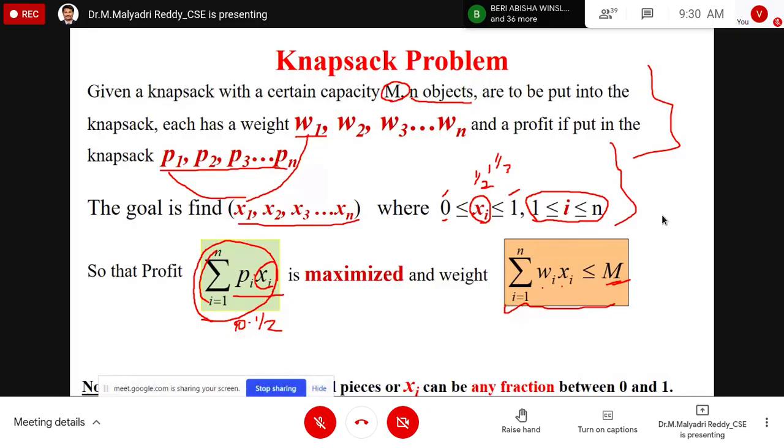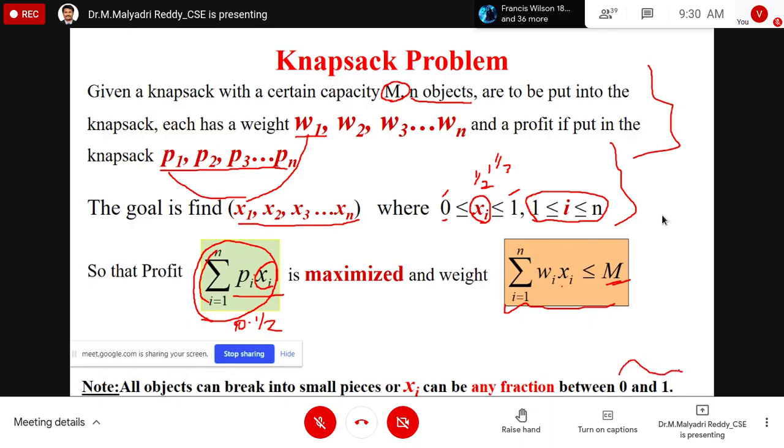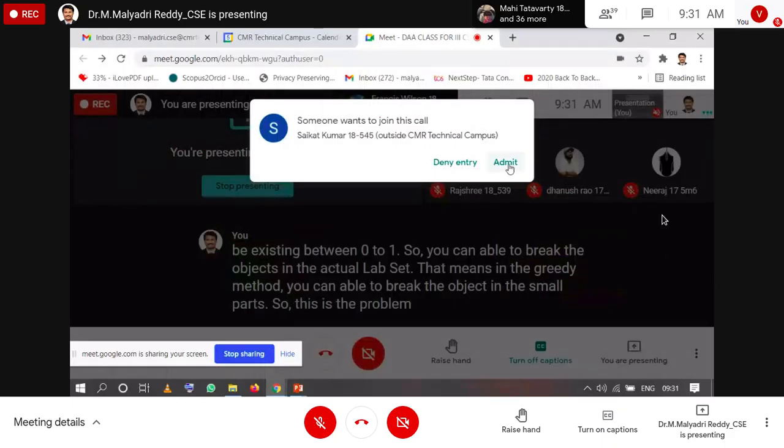W is the constraint. So here all objects can break into small pieces. Xi can be any fraction value that must exist in between 0 to 1. So you are able to break the objects in the fractional knapsack. That means in the greedy method you can break the object into small parts. So this is the knapsack problem in the greedy method.